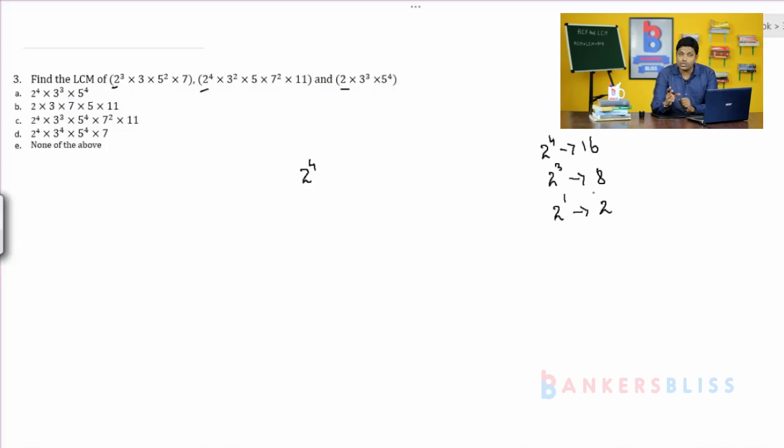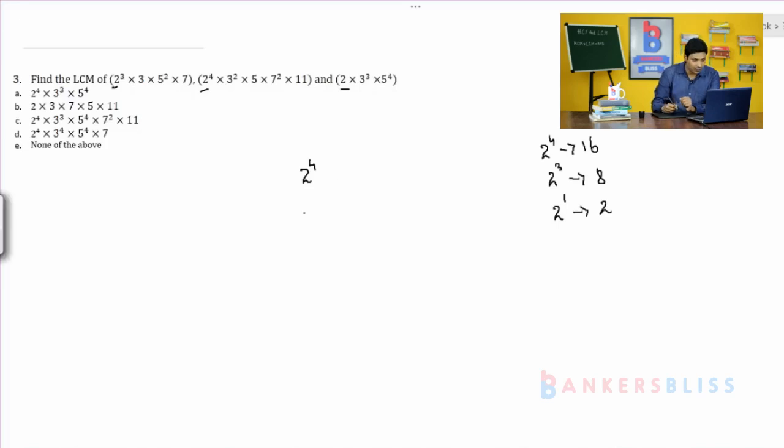If you consider 2 cube as LCM, that is 8. 8 is not divisible by 16. Then your answer will be wrong. So always consider the highest power while calculating the LCM. Even though the name tells least, but consider the highest power. Why? I have already explained. 2 power 4 is divisible by 2 power 4, 2 power 4 is divisible by 2 cube, that is 8, and it is divisible by 2 power 1, 2.